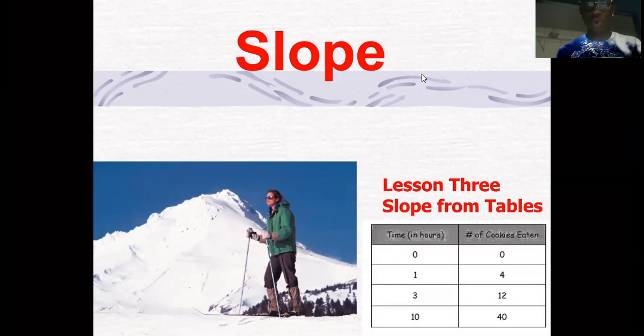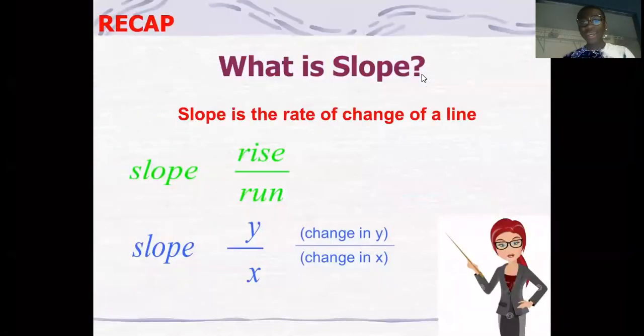Let's begin. Lesson 3, slope and tables. What is slope? This is a recap. Slope is the rate of change of a line. Slope is rise over run. That horizontal bar means division, and it's also a fraction. Fractions are a division operation. Another way to find slope is y over x, the change in y over the change in x.